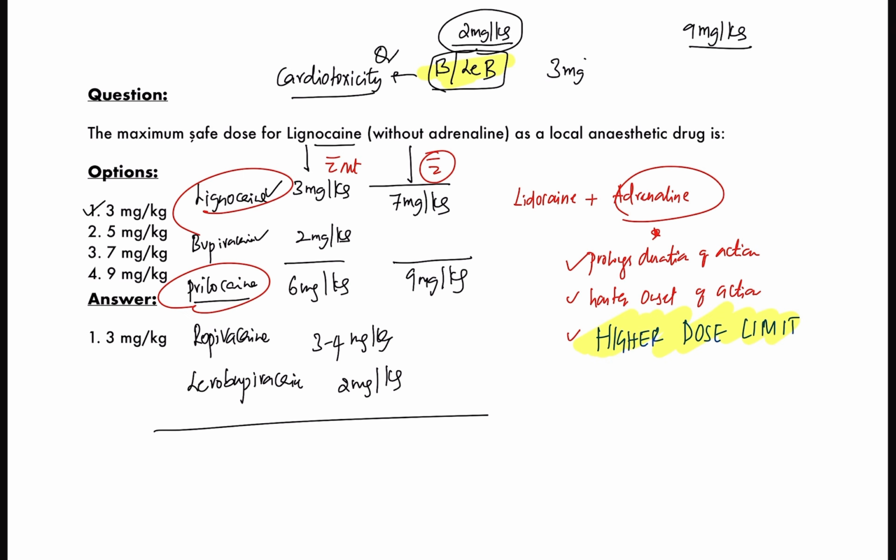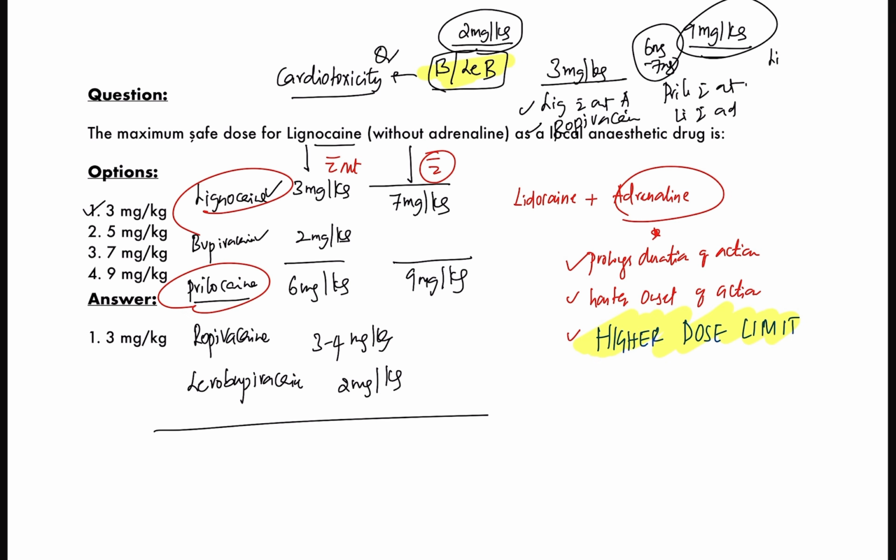Just remember 3 mg per kg: you have lignocaine without adrenaline, and also you have ropivacaine. That's it. Now you have 6 to 7 mg per kg. Remember, there are two things. One is prilocaine without adrenaline, and lignocaine with adrenaline, and finally 7 mg per kg, as I said, is again prilocaine with adrenaline. So these are the few drugs.